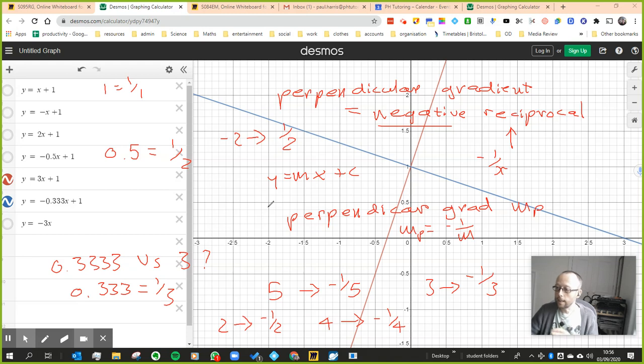That is how you work out the perpendicular gradient. And that's what this is showing. All right, so let me just pause.